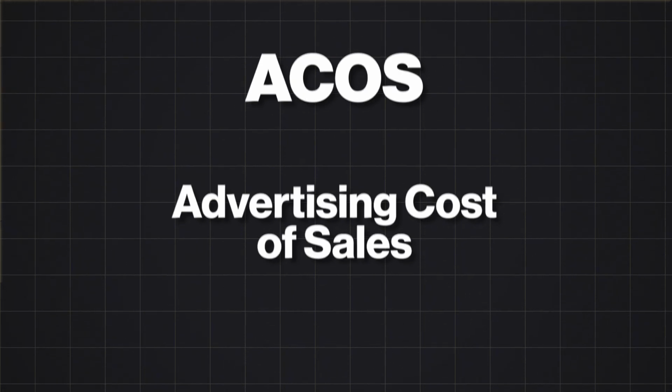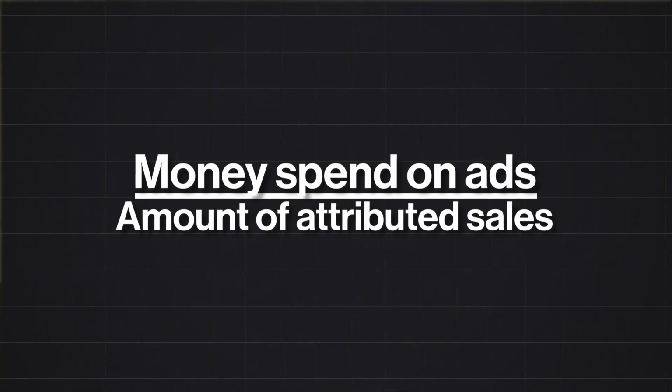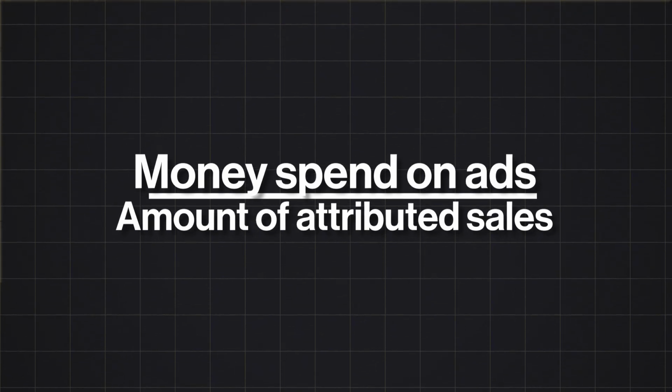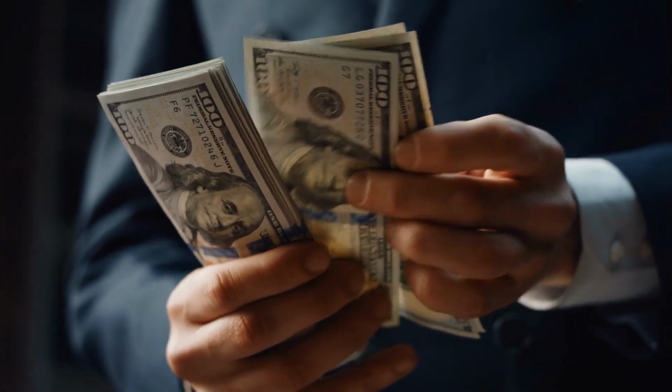You take the amount of money that you've spent on ads and you divide it by the amount of sales that are attributed to the ads, not your total sales, but just the attributed sales. And that gives you your ACOS percentage. Now, I want your ACOS to be at or better than your margin so that you're actually making money even on the sales that you are attributing through your advertising.